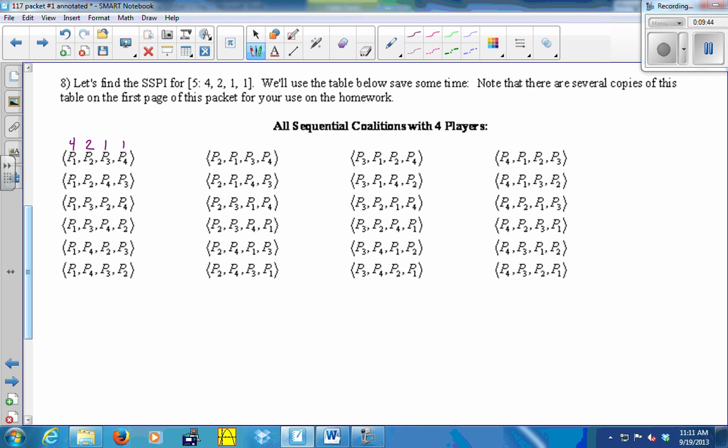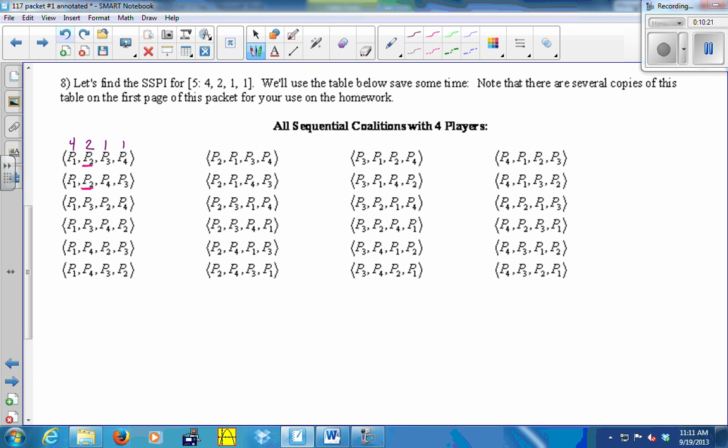Okay, so I start with player 1. They have 4 votes. Have I met or exceeded the quota? No. So I go to my next player. I add 2 votes. Now I have 6, and I have surpassed the quota. So that means player 2 is pivotal, and I just circle them. Maybe I'll underline it, it'll be a little less messy. In my next sequential coalition, it also starts with player 1, player 2. So it's going to do 4, 2 again, so player 2 is going to be pivotal in that one.